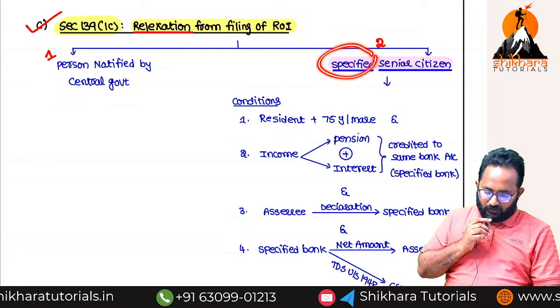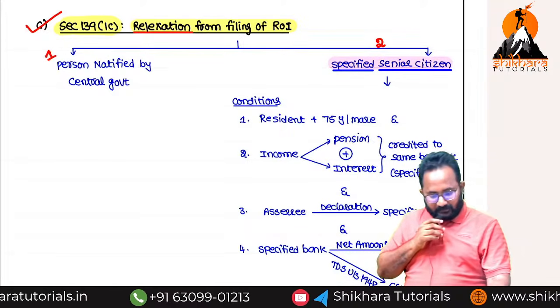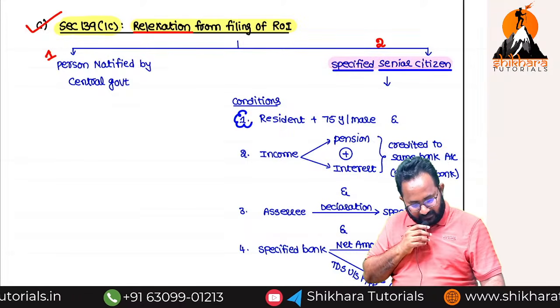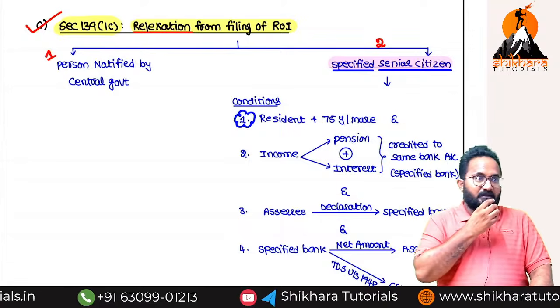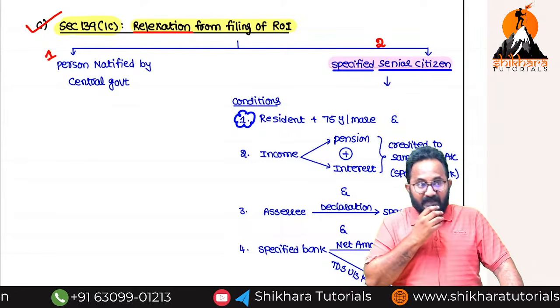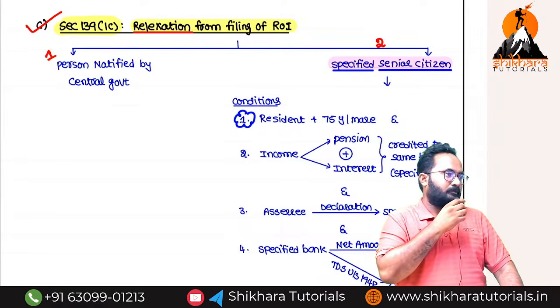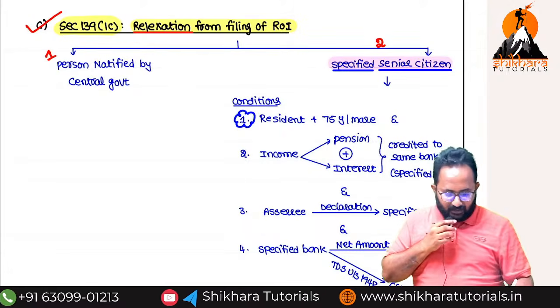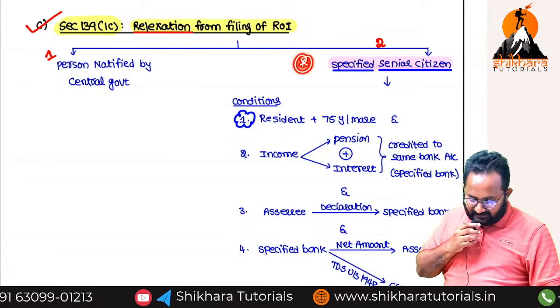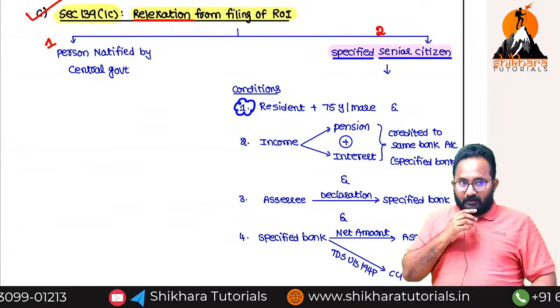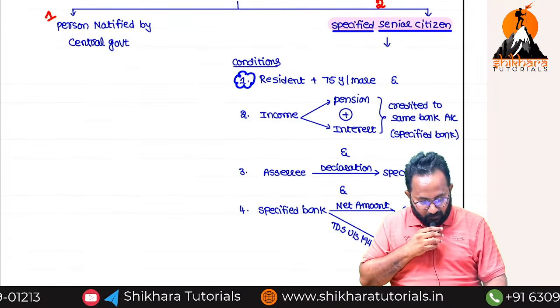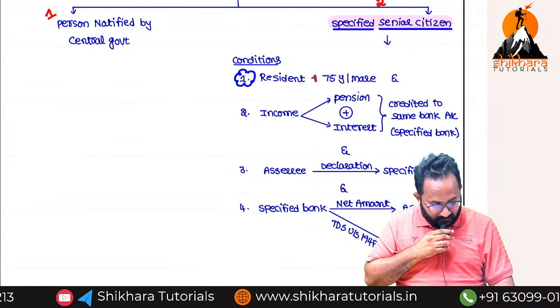But here I want to know specified. Remember, specified senior citizen means a resident having the age of how many years? 75 years or more. For this section only, we need to know the specified senior citizen definition. Resident having 75 years or more.